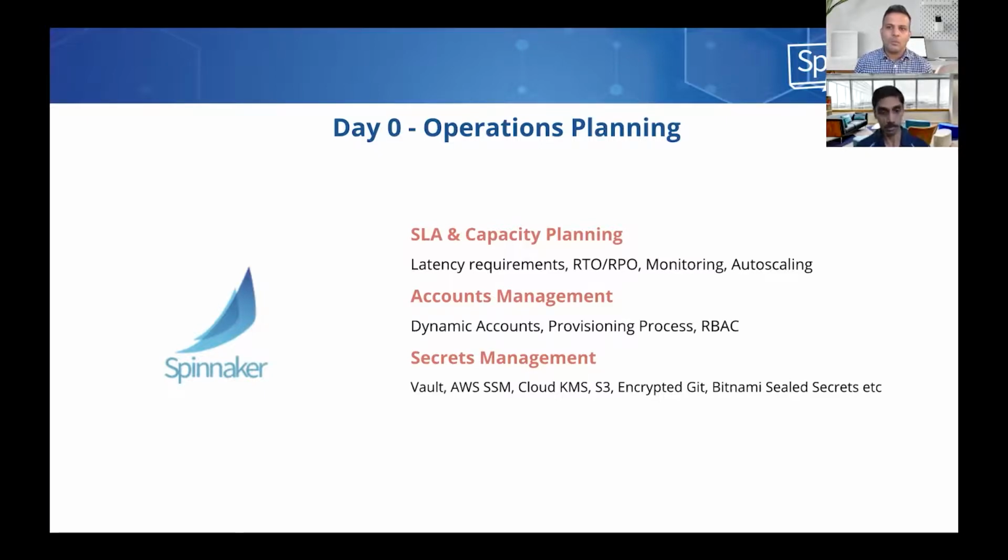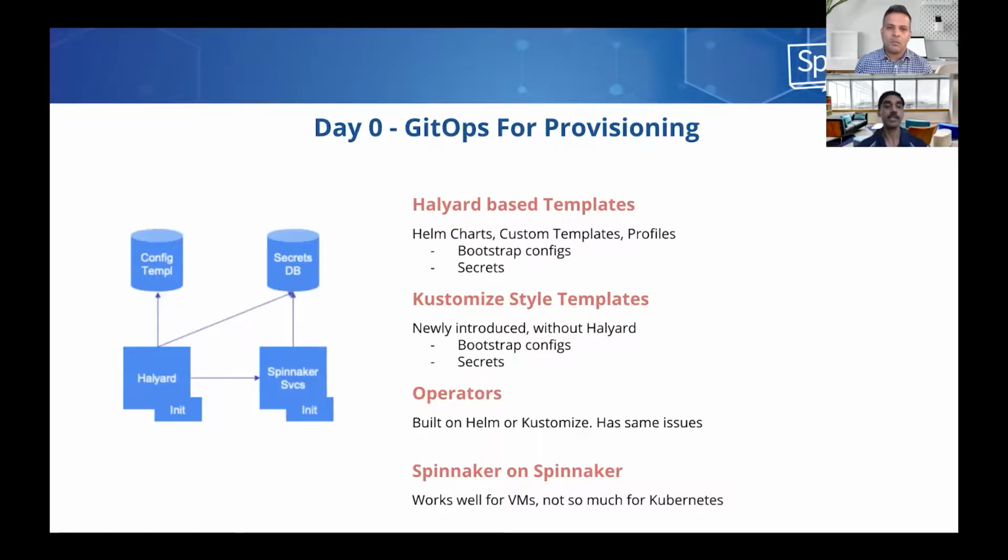So as part of this, on day zero itself, what you want to do is try to set it up in a GitOps process where you have a Spinnaker config as code in a versioned repository that you can deploy. What is the problem today? Today, most of the deployments are done through Halyard. Of course, that's the primary deployment paradigm.